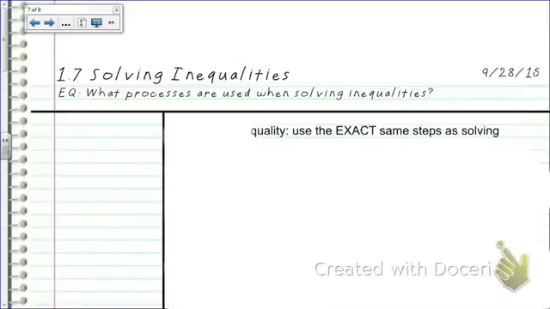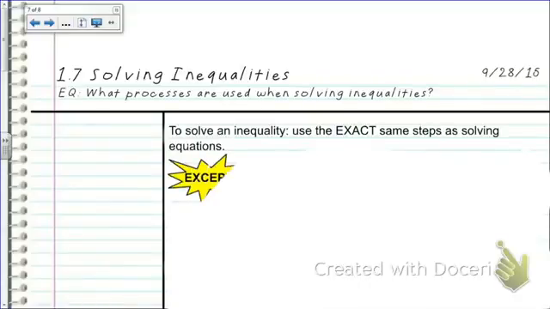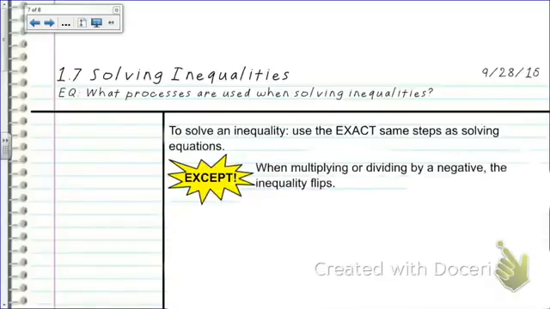How do you solve an inequality? Guess what? To solve an inequality, the steps are exactly the same as solving equations. So you use inverse operations to get the variable by itself. The only thing that you have to be aware of is if you are ever multiplying or dividing by a negative number, the inequality does what?